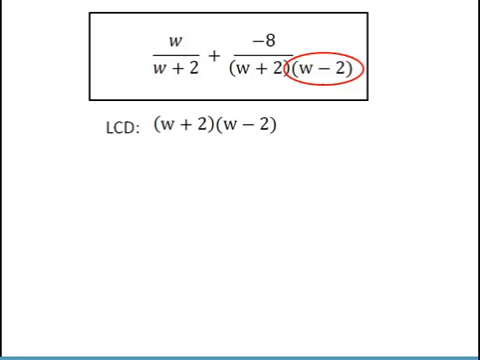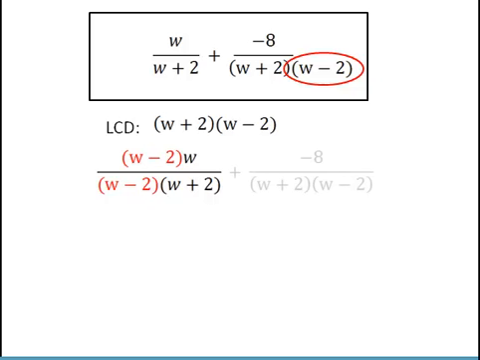To convert the first fraction to a fraction with the denominator w plus 2 times w minus 2, we must multiply its denominator by w minus 2. And of course, we will have to also multiply the numerator by w minus 2 to avoid changing the value of the fraction. The second fraction already has the common denominator, so there is no more work to do on it.